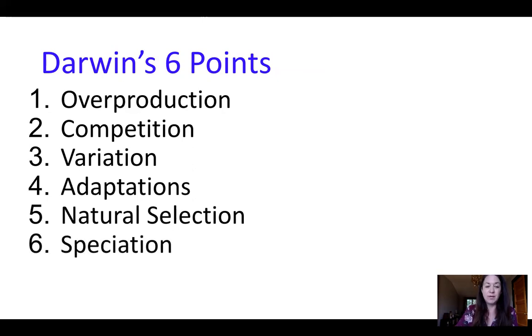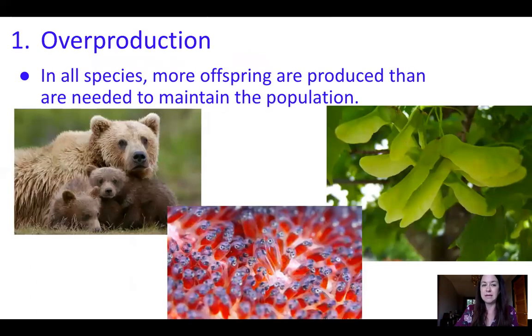Okay? Now to remember these, you can remember Occam's. I know that doesn't really mean anything to you, Occam's, but if you can remember Occam's, then you can remember overproduction, competition, variation, adaptations, natural selection, and speciation. So now we're going to go through and describe what each of these means.